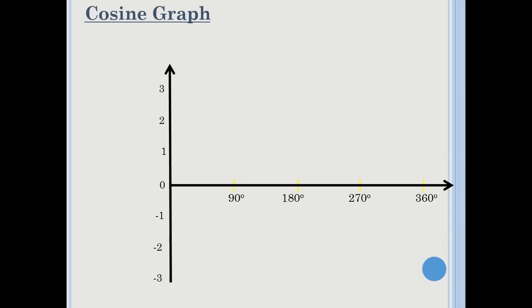Let's have a look at the cosine graph. If we have y equals cos x, then we can see it has its minimum value at 180 degrees, for x equals 180 degrees. It's got its maximum values at x equals 0 and x equals 360. And it's got a maximum value of 1 and a minimum value of -1.